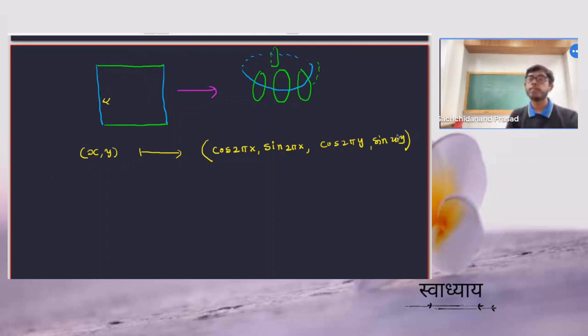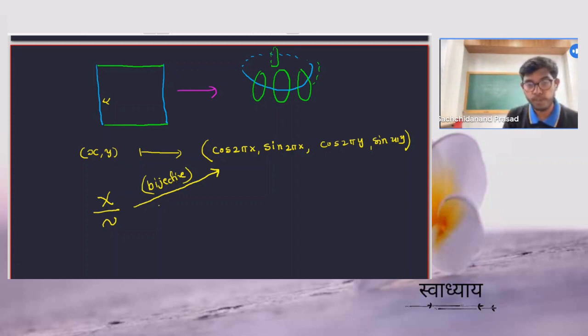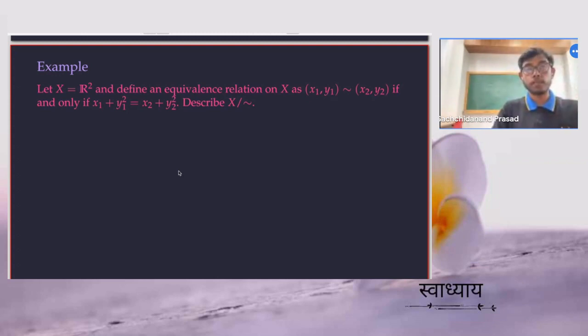Again, this is a continuous map because each of the coordinates is continuous, and hence I'll be getting a continuous map between these two. And again, this is a bijective function, and therefore this is a homeomorphism. So you see that this is a very important result. So let's write the result.